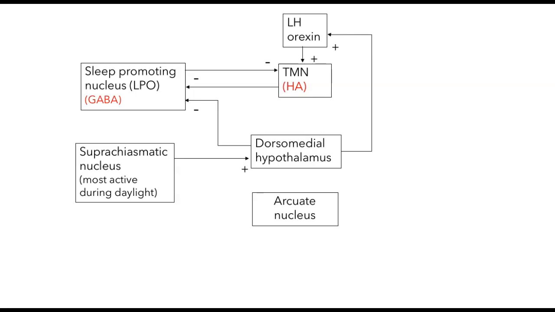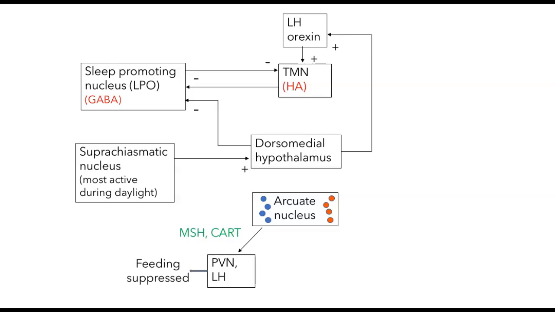Well, let's look at another nucleus, the arcuate nucleus. Remember, that's the one at the base of the brain that I said was close to the median eminence? Well, the arcuate nucleus has two groups of cells. I'll make them blue and red. These cells project to the paraventricular nucleus as well as to the lateral hypothalamus. One set releases the peptide neurotransmitters MSH, also called POMC, and CART, and when this pathway is activated, feeding is suppressed. The other set of cells also projects to the paraventricular nucleus and the lateral hypothalamus, but they release a different set of peptide neurotransmitters, neuropeptide Y and agouti-related peptide, and these will stimulate feeding.